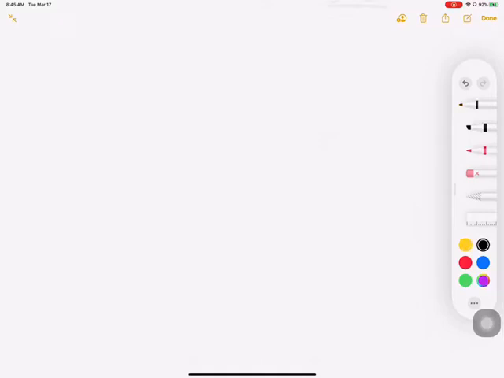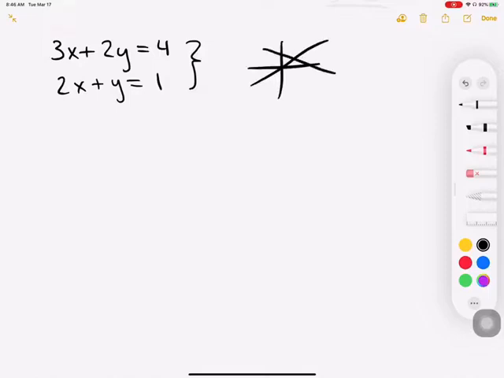So another example that we can solve using the substitution method, as in the previous video, is going to be the following system of equations: 3x plus 2y equals 4, 2x plus y equals 1. Where do those two graphs collide? What is the coordinate of this point?